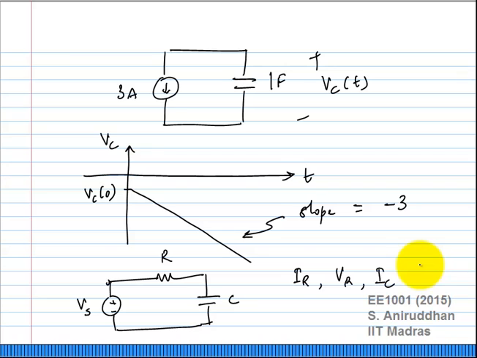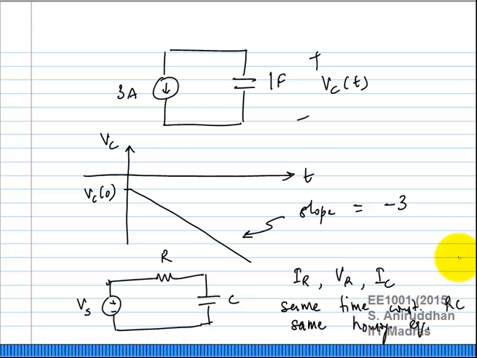So even if you choose to express the differential equations for IR, VR or IC, you will still get a system of equations with the same time constant. In fact, the homogeneous equation for the system will be exactly the same. You can take this down as a homework. They will all have the same homogeneous equation and the same time constant RC. You can take this down as a homework.